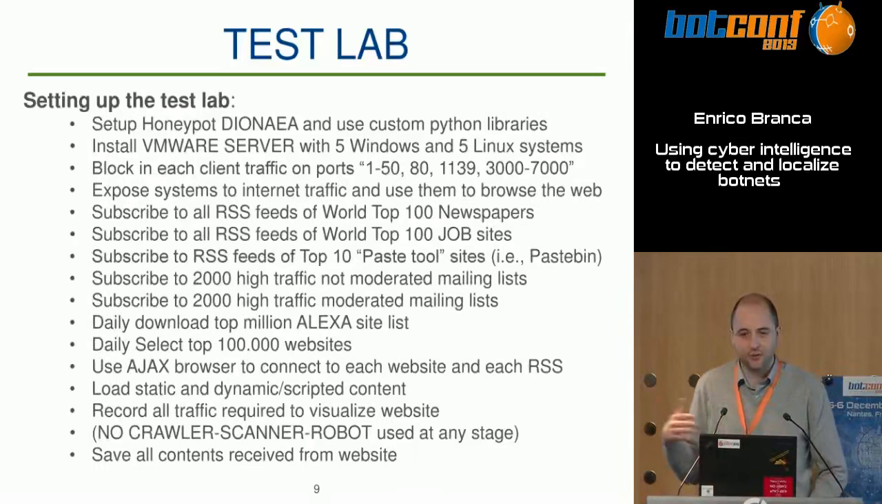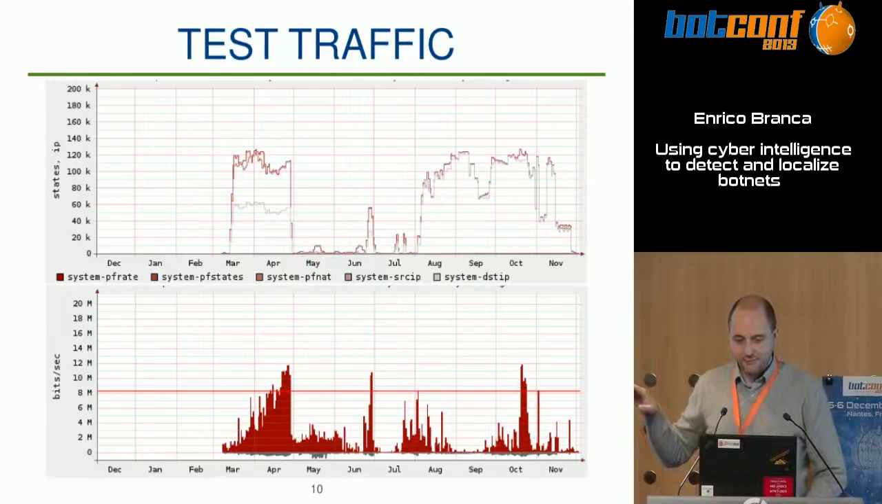I scripted Firefox to go to the websites, browse them, and save everything. So there is no attack, no crawling, no robots, zero, and store it. The problem is the amount of data is 19 gigabytes a day, more or less. Normal firewalls are not working, so I have to use pfSense with an €80 machine. It's a Pentium 1 core.